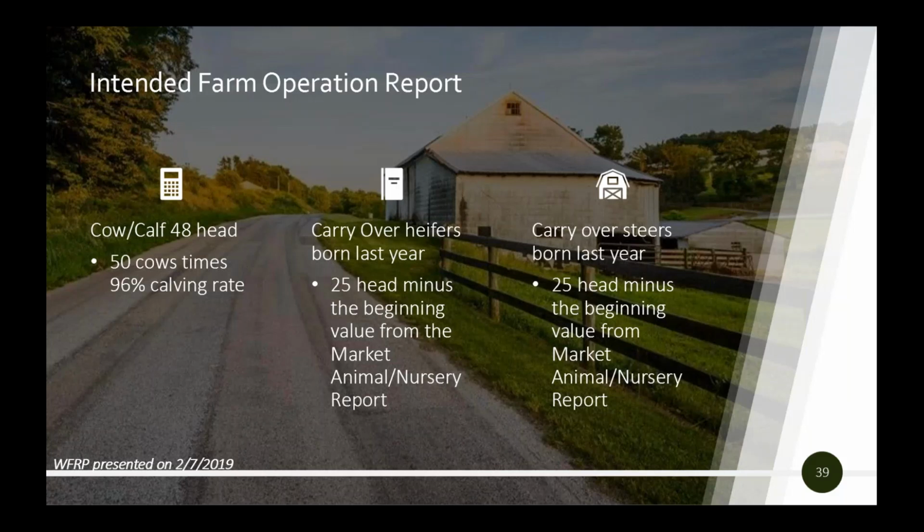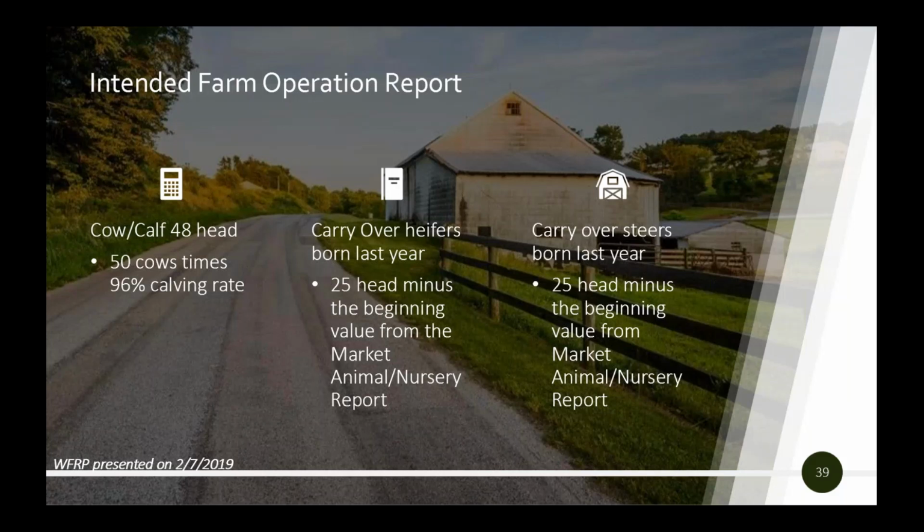The second concept is that whole farm covers only the revenue from the expected growth of the animals during the policy year. The expected value at the time of sale for the heifers and steers will be determined on the intended farm operation report, and from this value, the value of the animals at the beginning of the policy year will be subtracted. So our inventory report established what that beginning value will be.